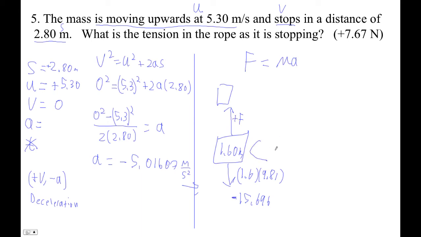We can set up our F equals ma, right? So we've got force minus 15.696 equals 1.6. And now we've got to figure out what our acceleration is. This is our acceleration right here, so we're just going to pull that over. Minus 5.01607. Okay. And now we're set. Now we can solve this, right? So the acceleration that we got here, we're going to put in here.